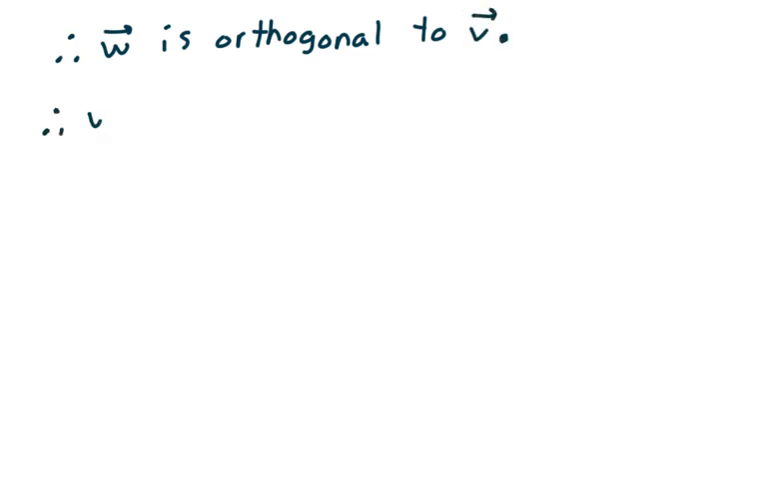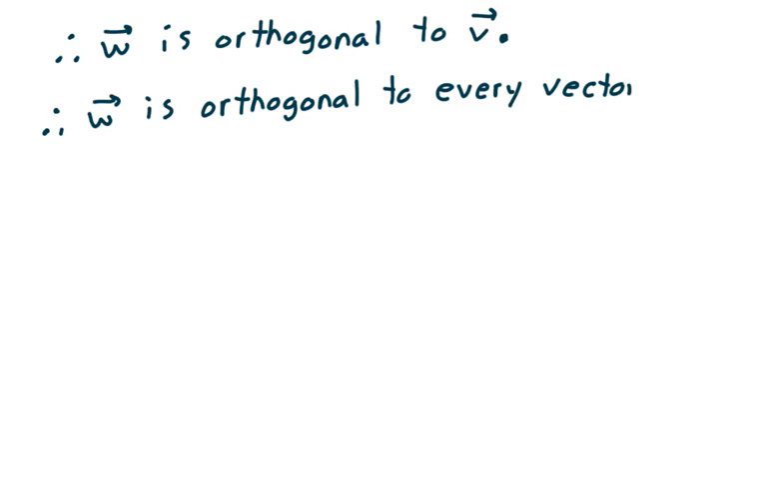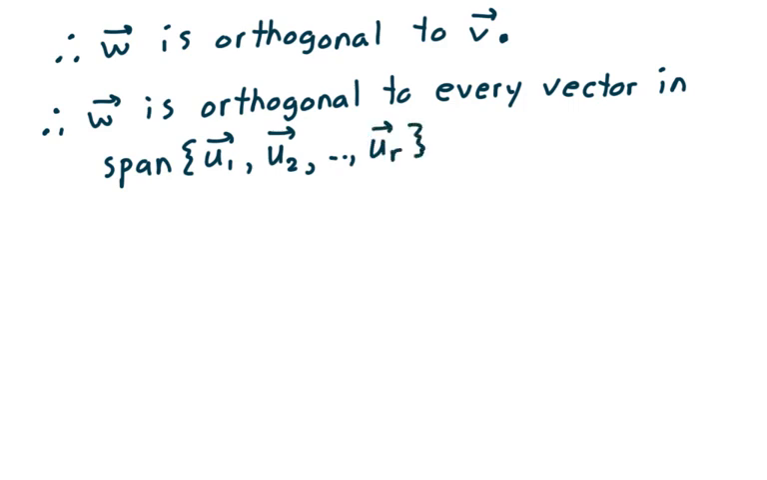And so we can say, therefore, W is orthogonal to V. And so, therefore, W is orthogonal to every vector in the span of u1, u2 through ur. And that's how 41 works.